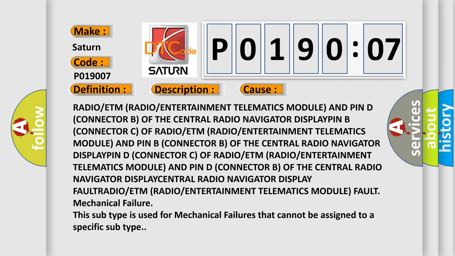This subtype is used for mechanical failures that cannot be assigned to a specific subtype.